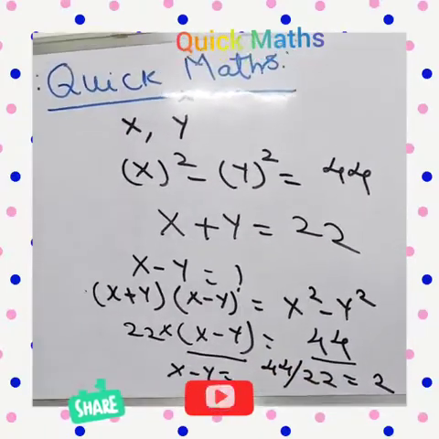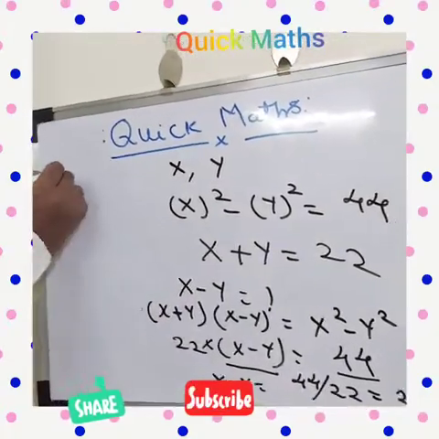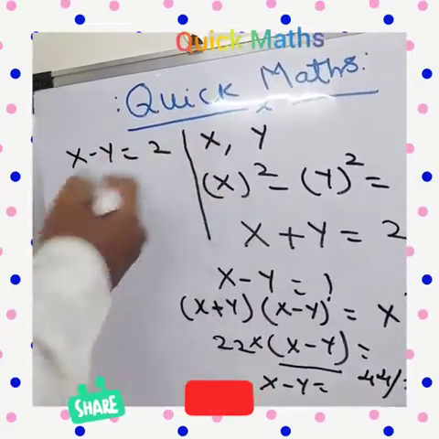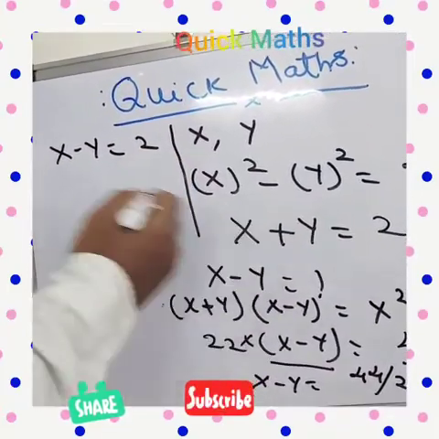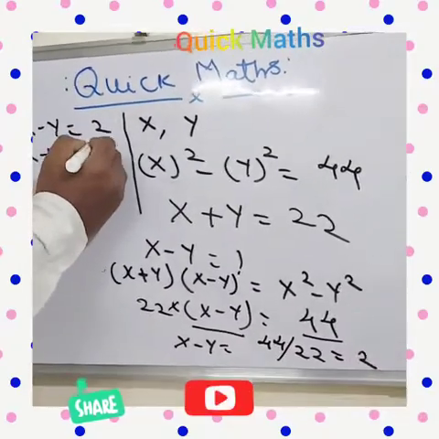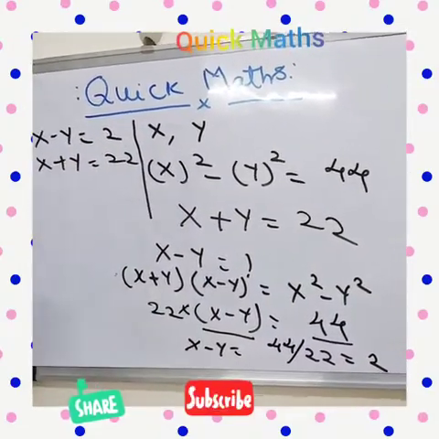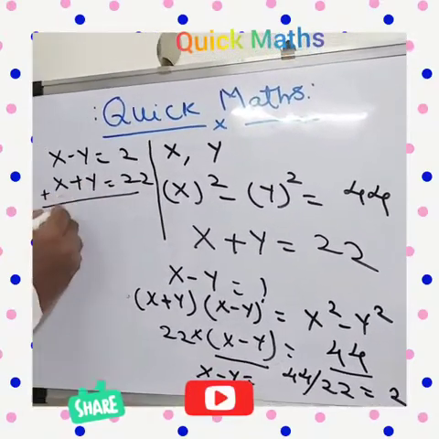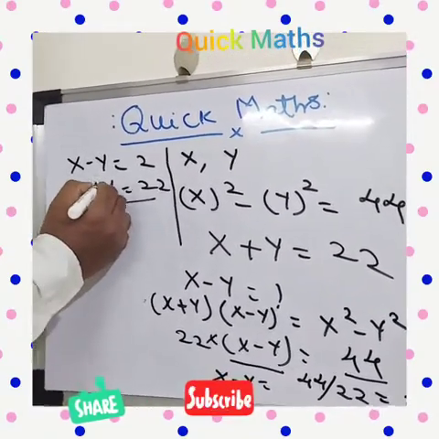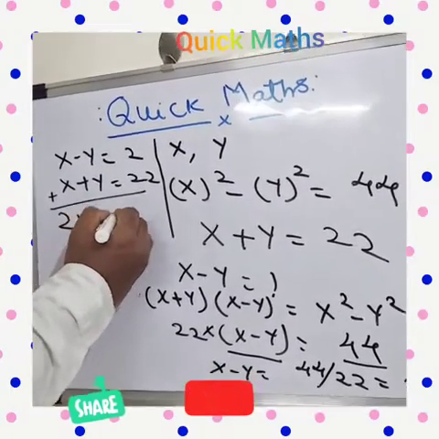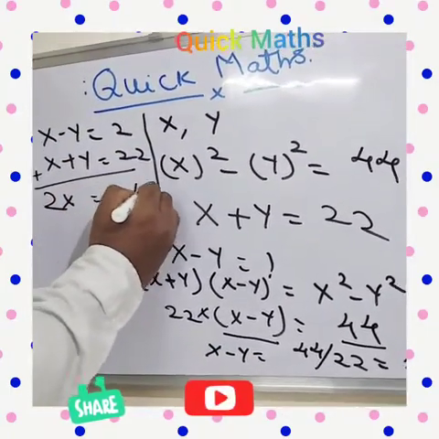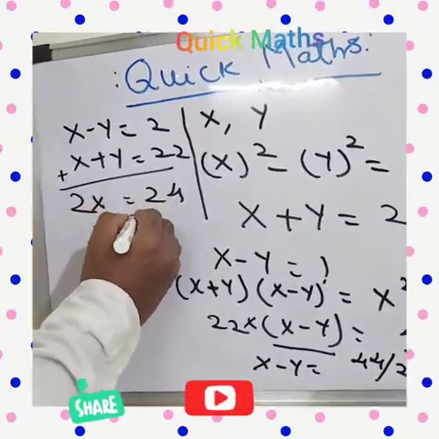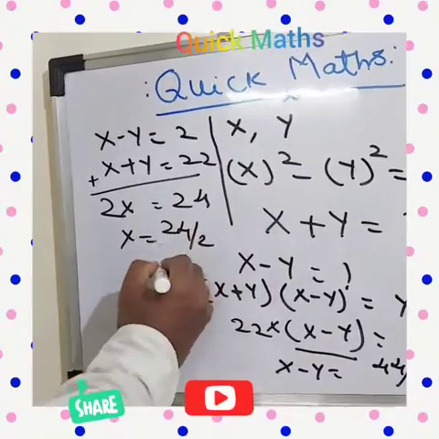x minus y is equal to 2; that answer we got. x plus y you already have, that is 22. So if you find the value of x, when you add, x plus x is 2x, and plus y minus y both get cancelled. 22 plus 2 is equal to 24. If you want to find x, x is equal to 24 by 2, which gives the value 12.